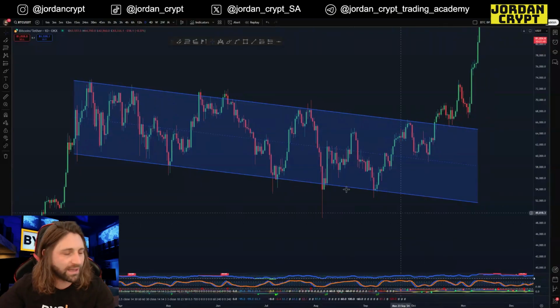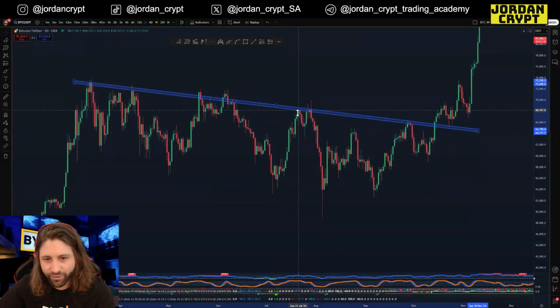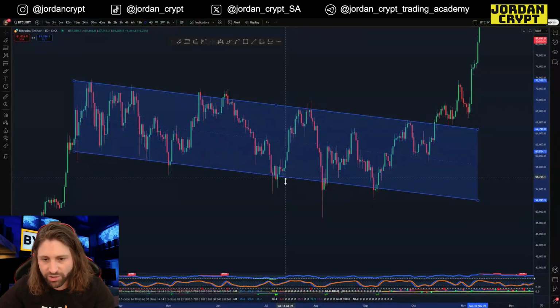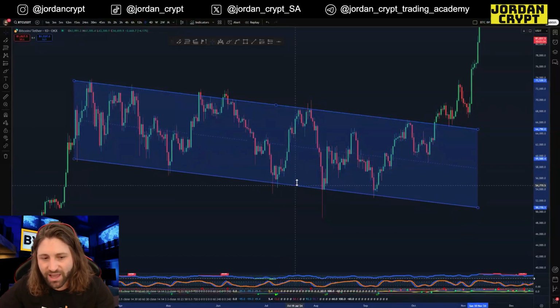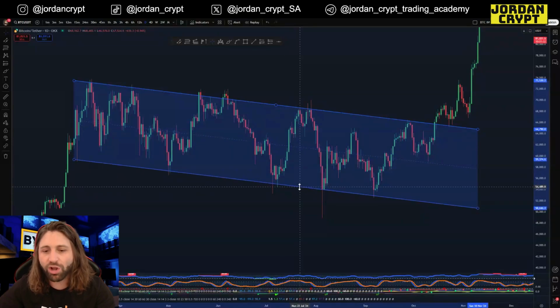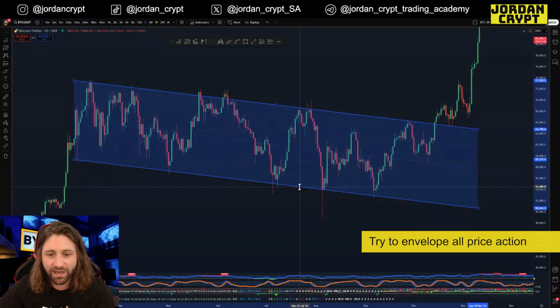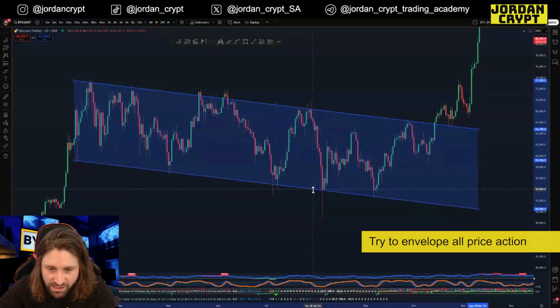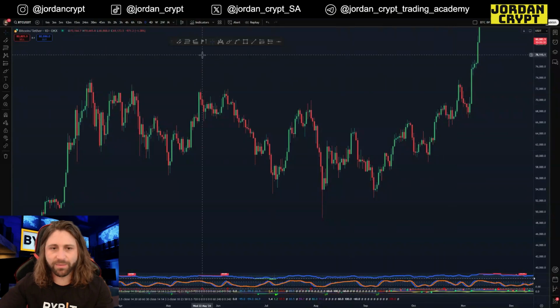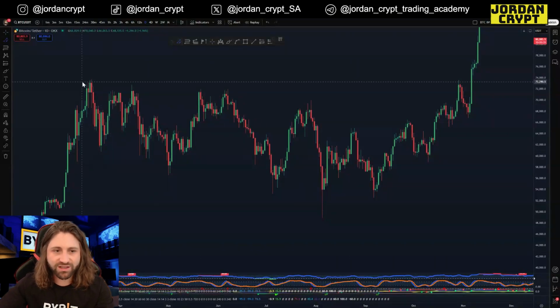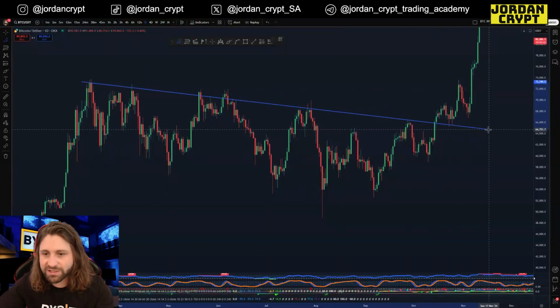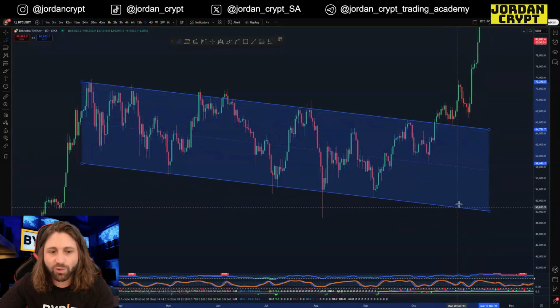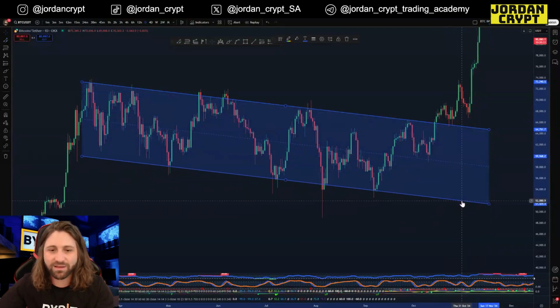When you are drawing in your parallel line from your top resistance down to your support, try as hard as you can to envelop all of the price action. A nice way to do this, in my opinion, is to try and at least envelop all of the candle bodies. One thing to keep in mind when you are drawing these channels is always to be flexible, always be ready to adjust them, but always be consistent in the methods you use.